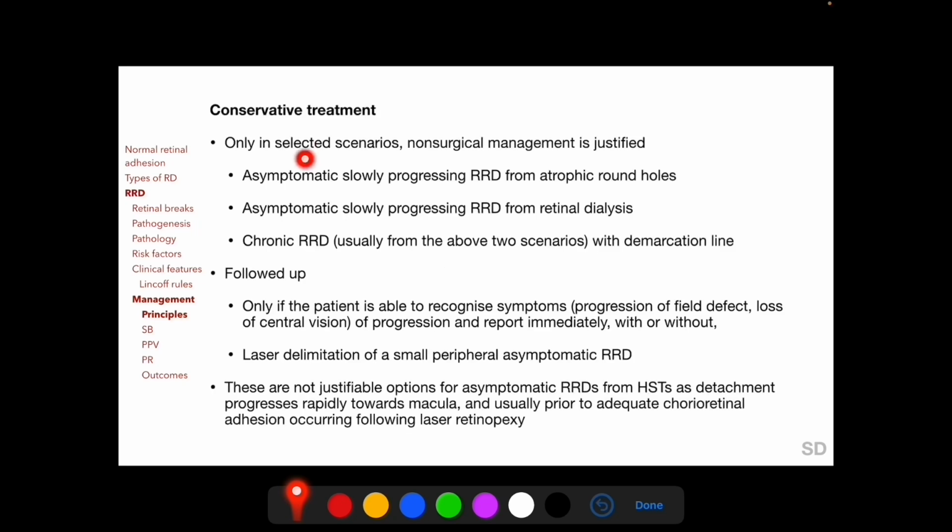Only in selected scenarios is conservative non-surgical management of RRD justified, and they include asymptomatic slowly progressing RRD from atrophic round holes, asymptomatic slowly progressing RRD from retinal dialysis, and chronic RRDs in these two scenarios with a demarcation line. And these patients can be followed up conservatively only if the patient is able to recognize symptoms of progression and report immediately when they occur, with or without laser delimitation of a small peripheral asymptomatic RRD in these scenarios.